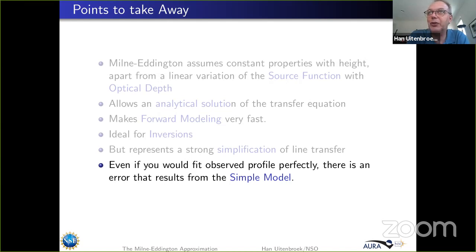I mean, in a sense, it is not even a consistent approximation because you determine a gradient of the source function, which in LTE means a gradient of the temperature. Now, if the temperature has a gradient, then the Doppler broadening cannot be constant, because it depends on the temperature via the thermal broadening.